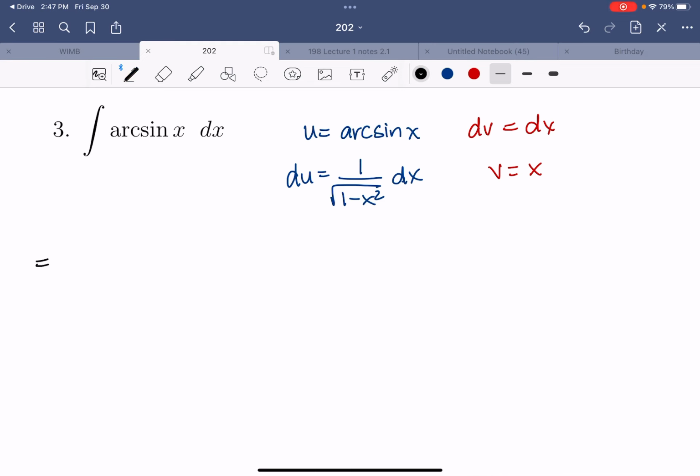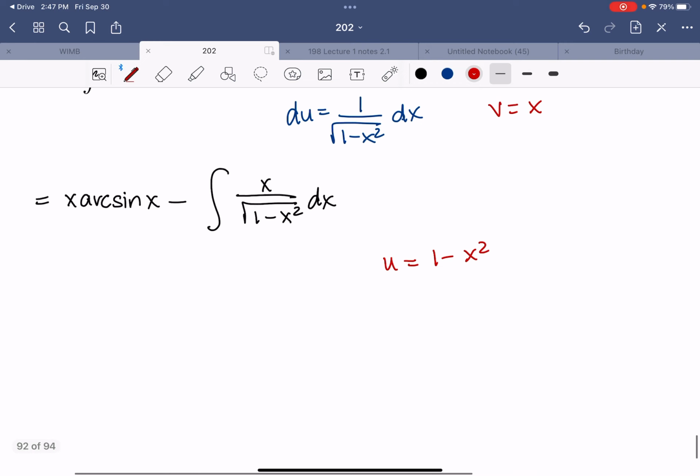So when we use our integration by parts, we get the diagonal, which is x arcsine x, minus the integral of x over the square root of 1 minus x squared dx. Now, in order to do this integral, we're going to use a u sub. So our u equals 1 minus x squared, what's underneath the square root in the denominator. Then du is negative 2x dx.